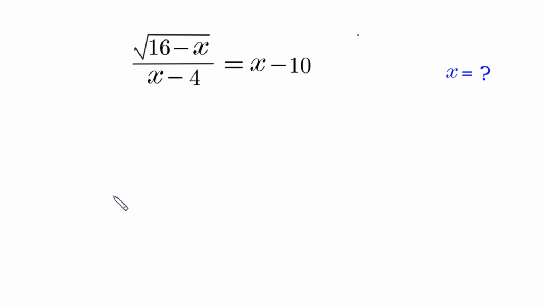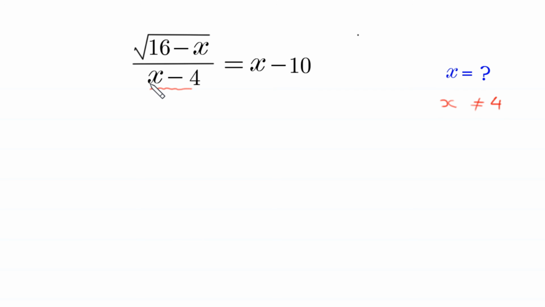Hello everyone, you are welcome to how to solve this very nice radical equation. Square root of 16 minus x divided by x minus 4 is equal to x minus 10. We need to find all possible values of x. So let's start. Since this expression x minus 4 is in the denominator, x cannot be equal to 4.